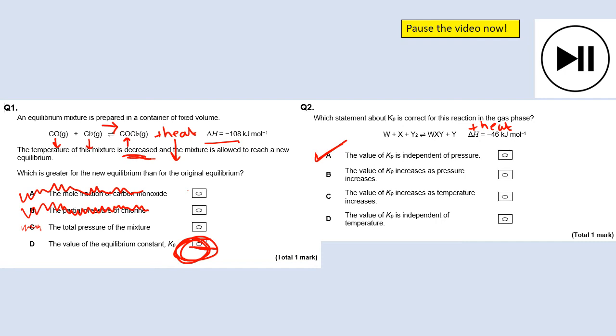The Kp increases as pressure increases. No, it doesn't, because pressure can't affect Kp. The value of Kp increases as temperature increases. Well, it could, but let's check. If you increase the temperature, equilibrium will shift left and Kp would decrease. So that's a sneaky one, that, because Kp would actually decrease. The value for Kp is independent of temperature. No, it's not. It is dependent of temperature. So yes, the answer here is A.